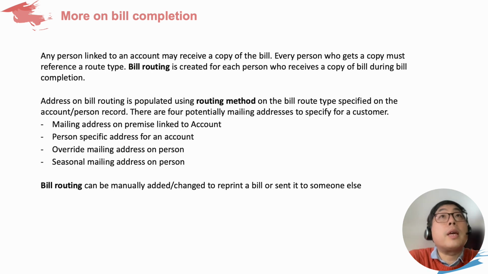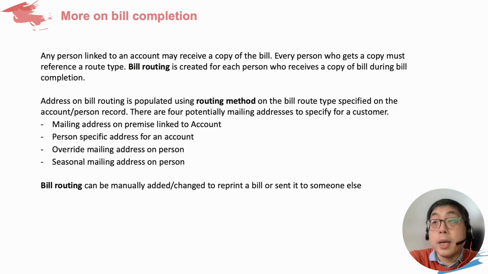Any person linked to the account may receive a copy of the bill. Every person who gets a copy must reference the route type. Bill routing is created for each person who receives a copy of the bill during bill completion. Okay, so when we say a bill is created against the account, each account has a reference table to person.